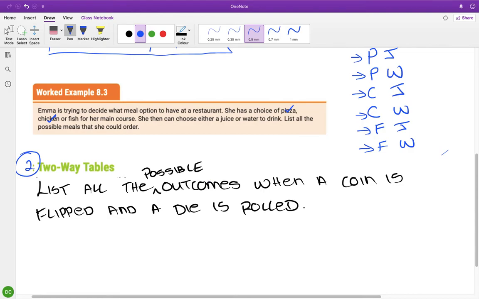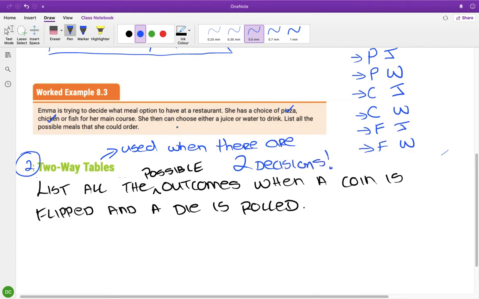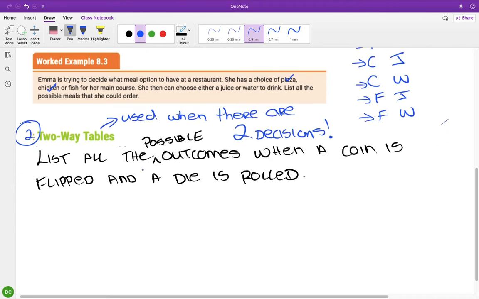So the second one is a two-way table. A two-way table is used when there are two decisions, I suppose. So a two-way table would actually have worked really well for Emma here because she had two decisions to make. She had to decide her main course and she had to decide her drink. So that was two decisions. So you could definitely have used a two-way table for Emma. Okay? Now I'm going to show you how to do a two-way table.